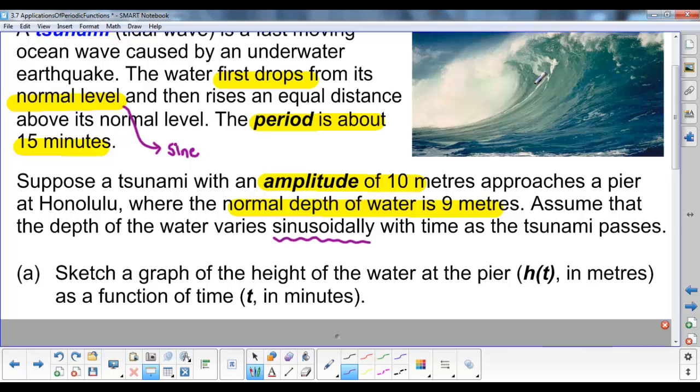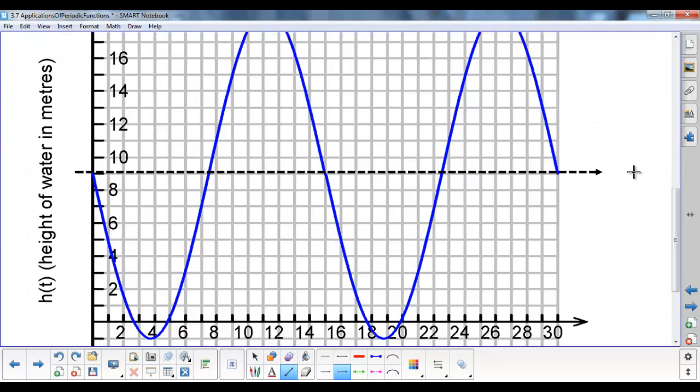So the first thing we're going to do is sketch a graph. Again, start with the midline, which is 9 meters. So let's go ahead and do that. And the next thing we're going to do is establish a starting point. So the question suggested that it starts at this normal level. So that tells me that I'm going to be starting on the y-axis, no phase shift, at the normal level, and then we're going to drop off.